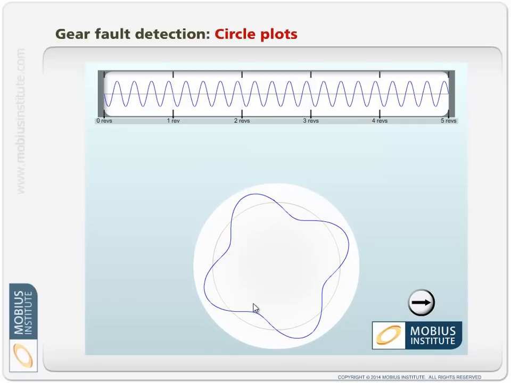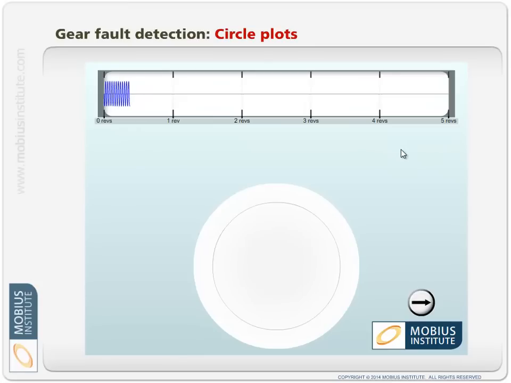1, 2, 3, 4 events per rotation. And because it's sort of this nice smooth pattern, we know that it is exactly 4. If it wasn't exactly 4 events per rotation, then these would all overlap. If I had a lot more time to tell you about circle plots, then I could demonstrate that.